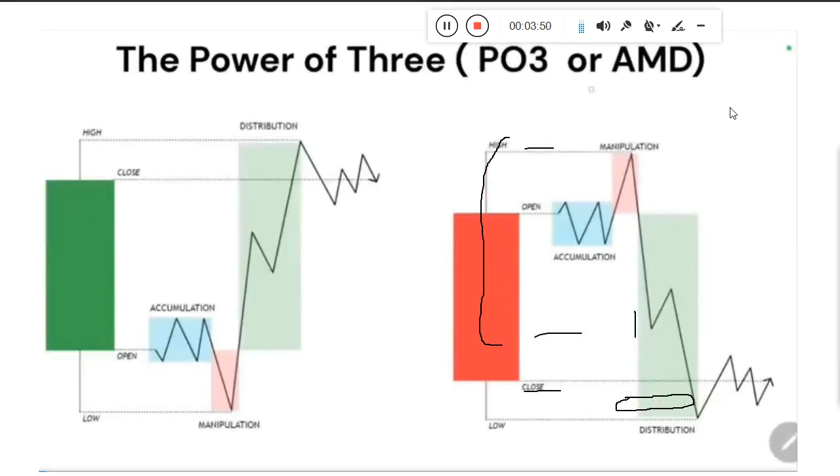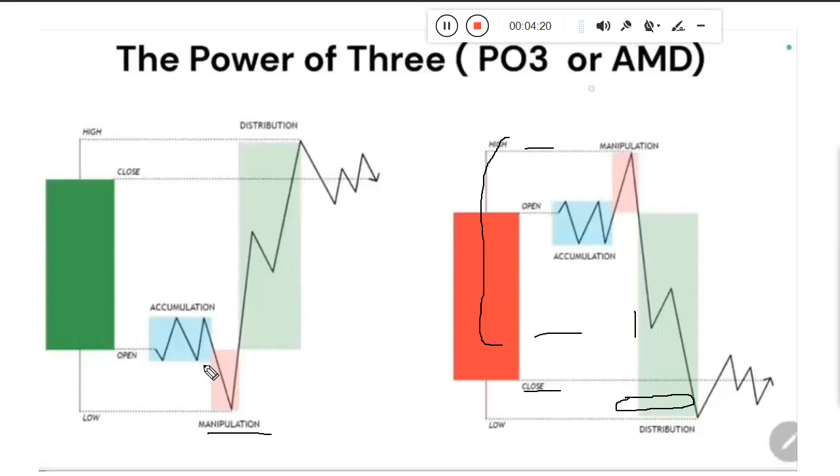Now this is the psychology of the power of three. The power of three can be a bullish candle and it can be a bearish candle, and they are different. For a bullish candle, you have the open, then it goes below for the manipulation. This is the manipulation phase. Your wick will always be your manipulation. That is a pro tip. Your manipulation will always be below the opening price.